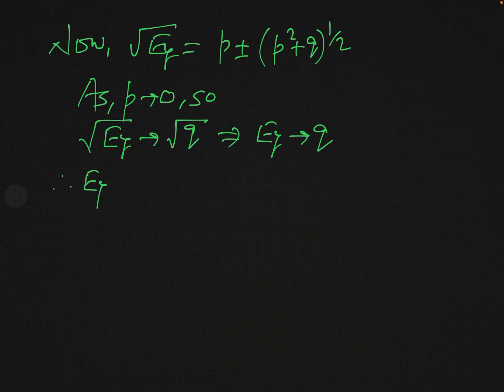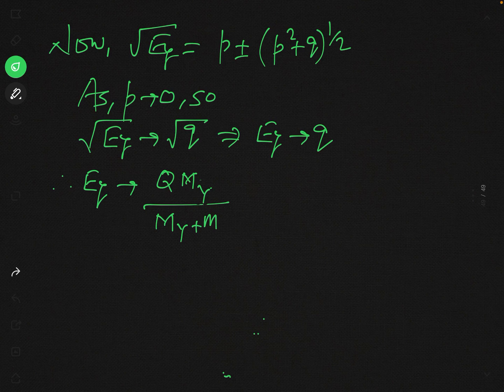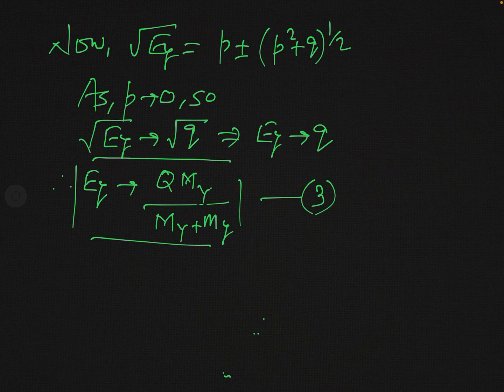Therefore Ey will tend to Qmy over Qmy. In fact, here there should be capital Y in subscript 2. So this is Qmy by Qmy plus My. Say this is equation 3. So this is the kinetic energy of the emergent particle when the reaction is exoergic, and we consider that the projectile has zero kinetic energy, that is, the projectile has no kinetic energy. In this condition, the kinetic energy of the emergent particle is equal to Qmy over My plus my.